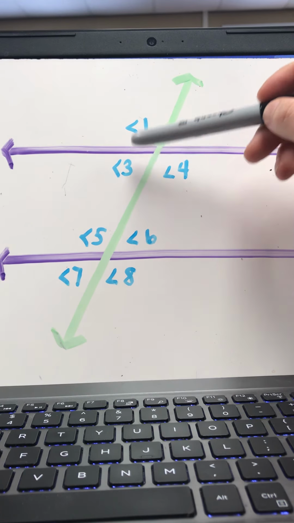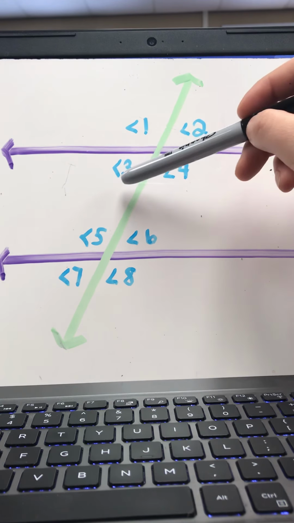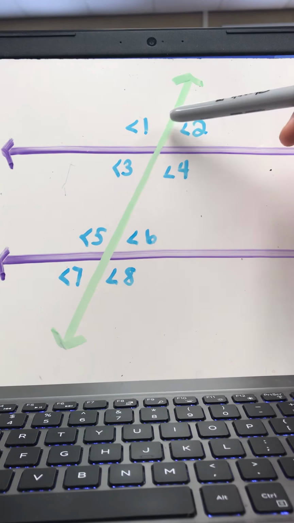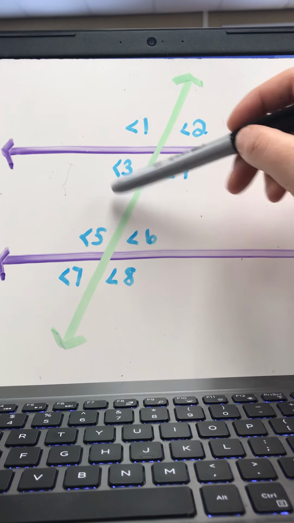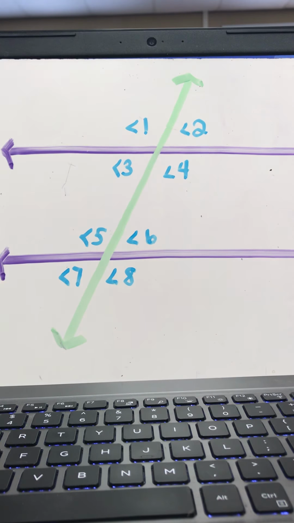Angles 3 and 1, again, that's a straight line, but on the transversal, you see how that's a straight line, and these two angles make up 180 degrees.